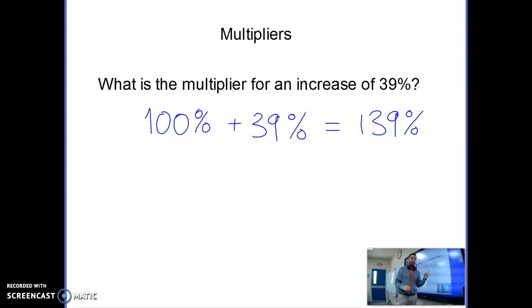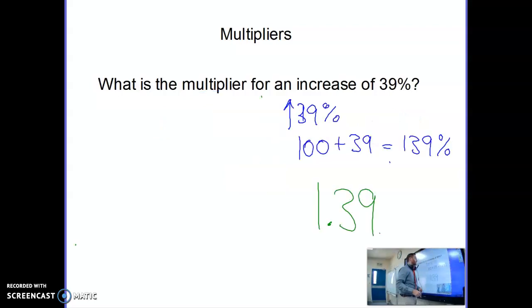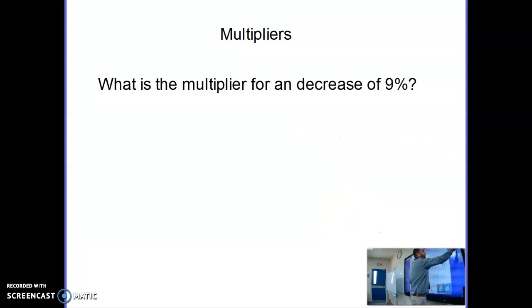And this is where that conversion to a decimal comes in. This is a percentage. The multiplier, the thing we multiply by in our calculator, is going to be 139% as a decimal. And that is 1.39. Alright, so that is the multiplier for an increase of 39%.